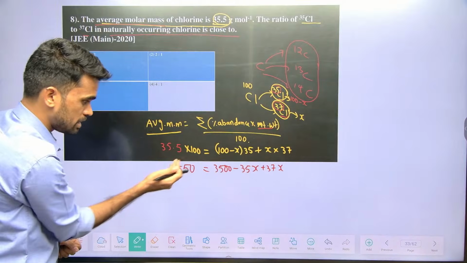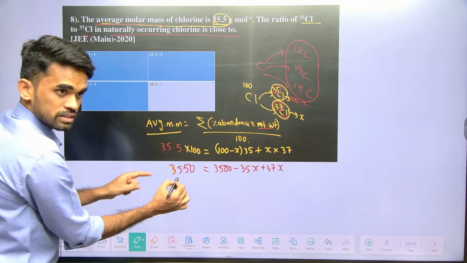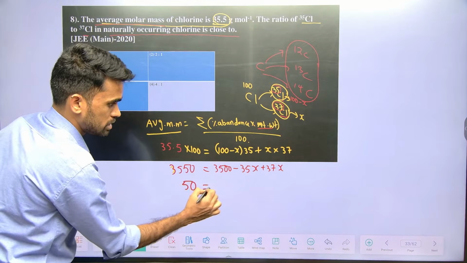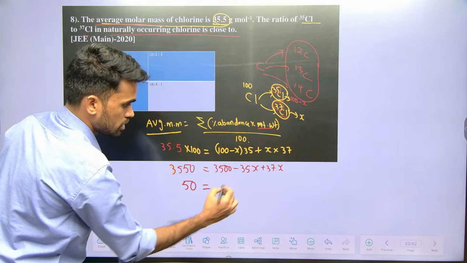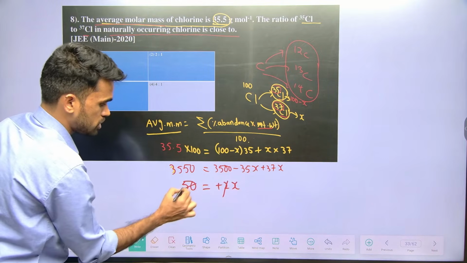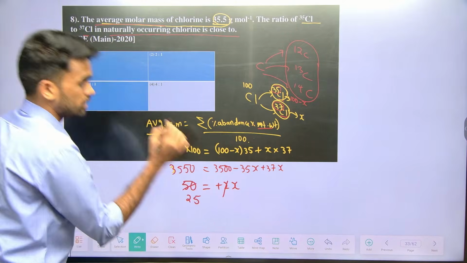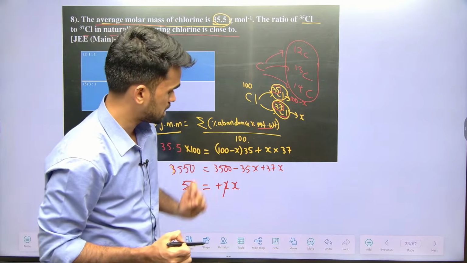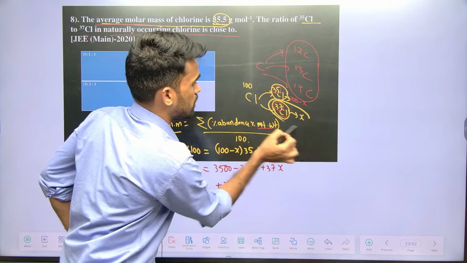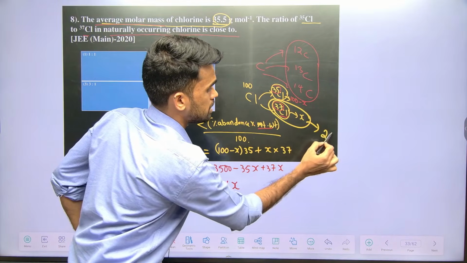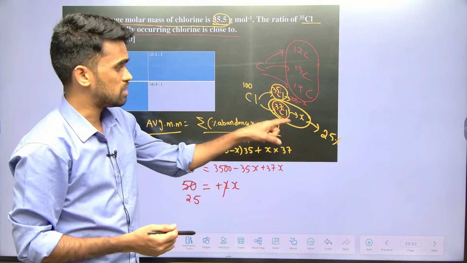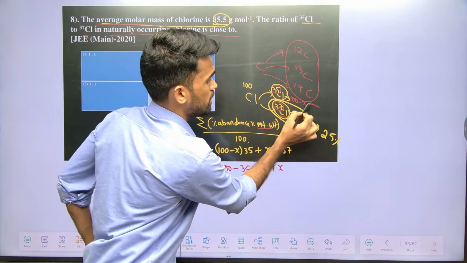If I send this to this side, 3550 minus 3500 is 50, equals plus 2x. So x will be how much? 25. It means which one have we taken as x? 37 we have taken as x. So this 37 will be how much percentage existing in nature, in the earth crust? I mean from the extraction it will be 25. 100 minus 25 is 75.